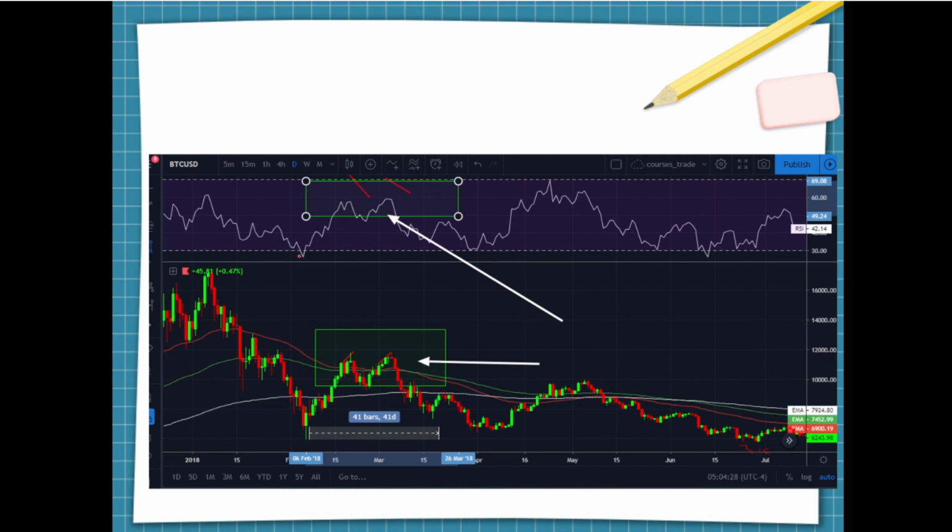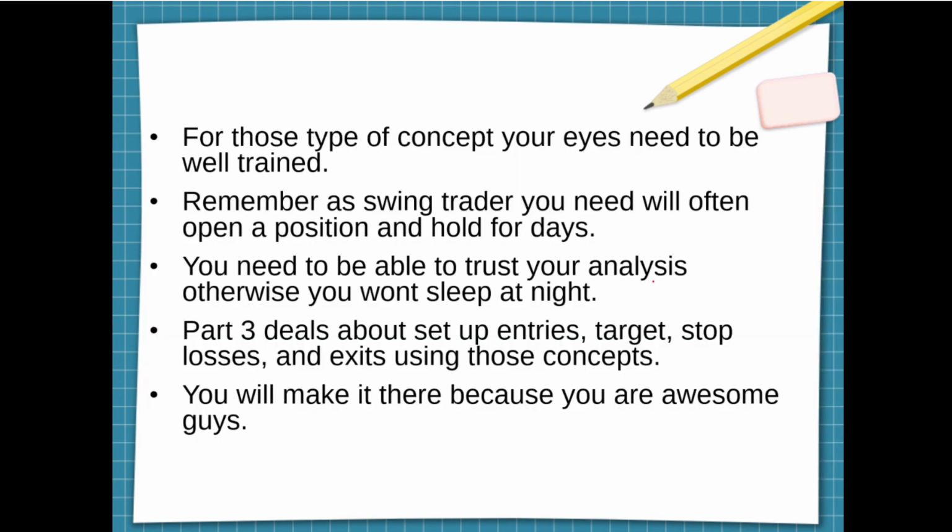But if you bought, you would be bleeding for like 10-12 months easy. So you don't have to expose yourself to that. Keep your cash in your pocket and wait for bearish divergence in a bear market. For those types of concepts, your eyes need to be trained, and I can tell you guys, you need a lot of examples. You're going to need to see this over and over and over, just to make sure you don't miss them.